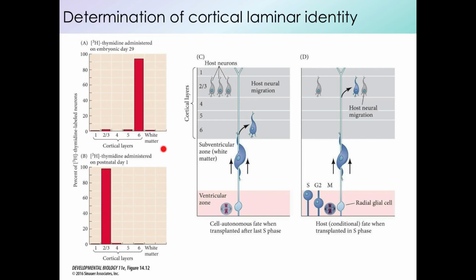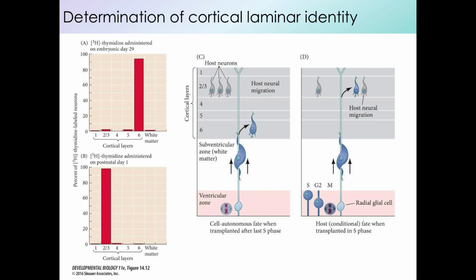And we can see this here as well if we label these cells at embryonic day 29 in the ferret, which is when the cells are supposed to be migrating. We see that they migrate to layer 6, which is more interior, closer to the ventricular zone. However, if we were to label these cells at postnatal day 1, at this point, the cells are migrating to layers 2 and 3. So the brain is growing from the inside out, with the inner layers forming first and the outer layers forming above those layers later.